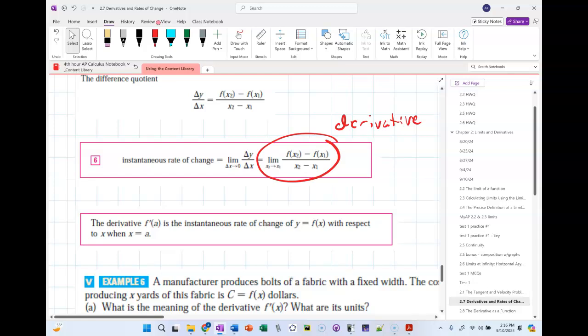So, what's the takeaway? The derivative is the instantaneous rate of change with respect to x when x is equal to a. So derivative and instantaneous rate of change mean the same thing. Slope of the tangent line, derivative, instantaneous rate of change all mean the same thing. Everybody's okay? That's the takeaway right now, those three phrases. We've just shown that these are all equivalent; you're just doing the same thing.